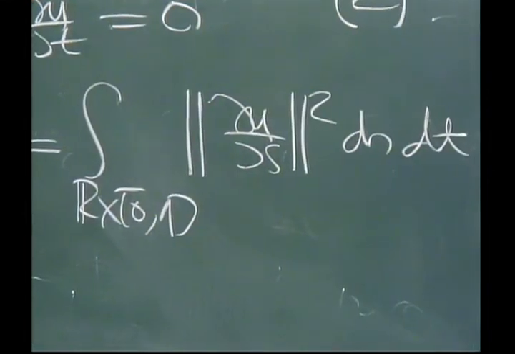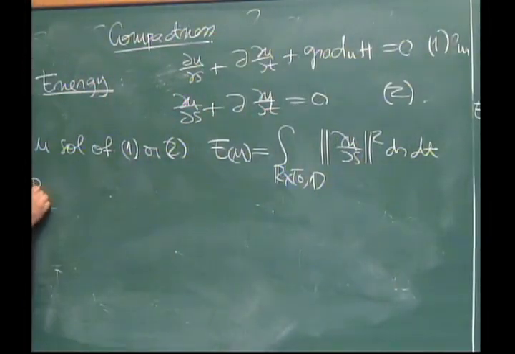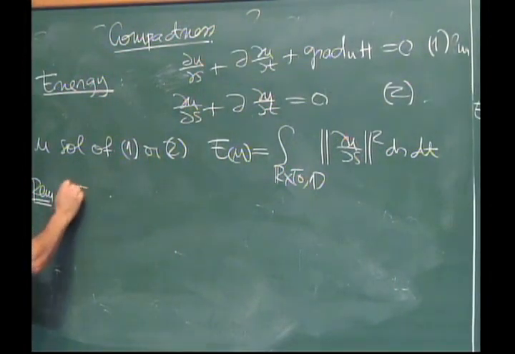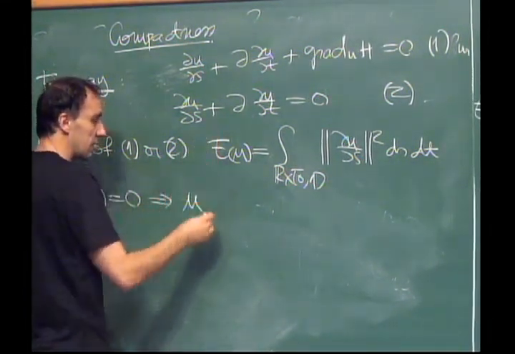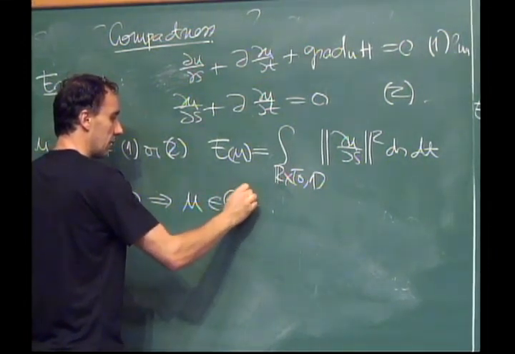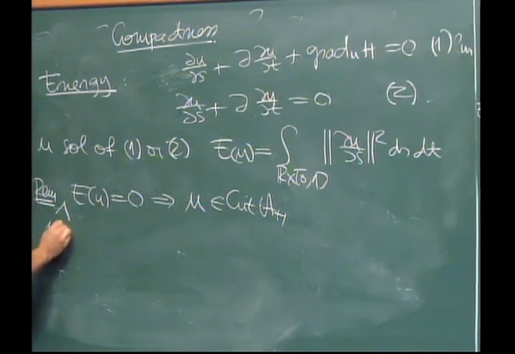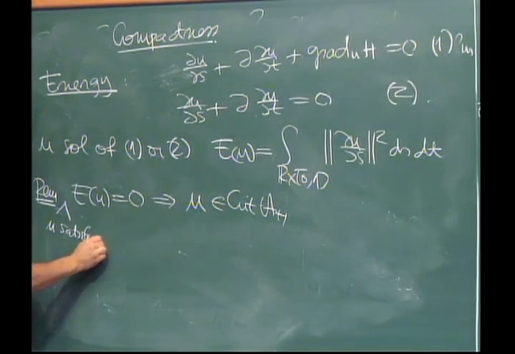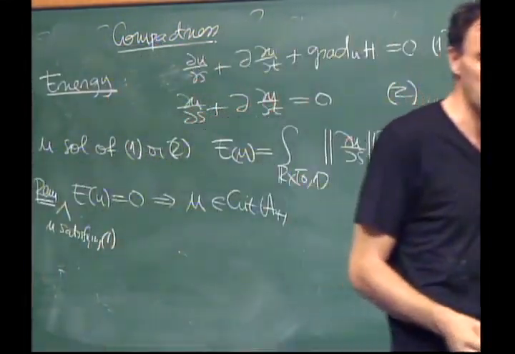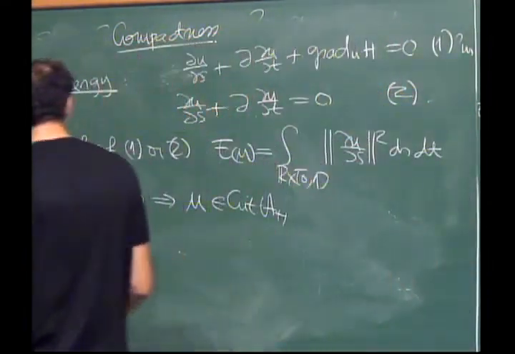And some easy remarks about this. So the first remark, of course, is that if the energy is 0, then u is a constant trajectory. So u is a critical point for u satisfying 1. It doesn't depend on s. So it's a constant trajectory. It's a critical point.